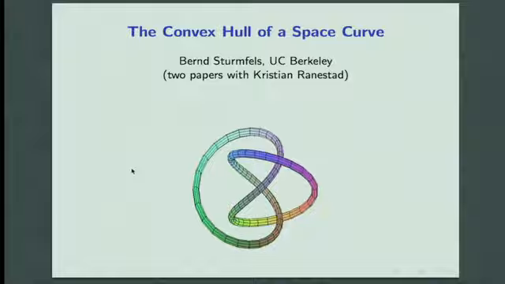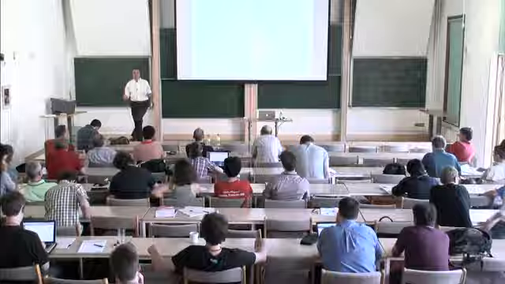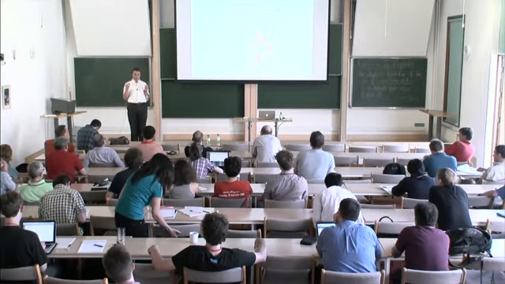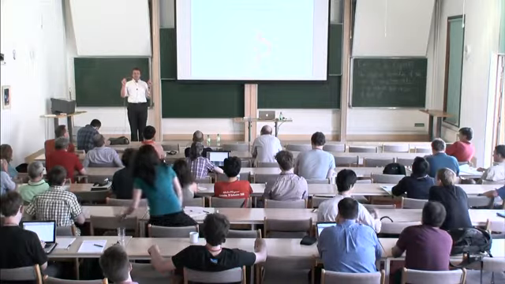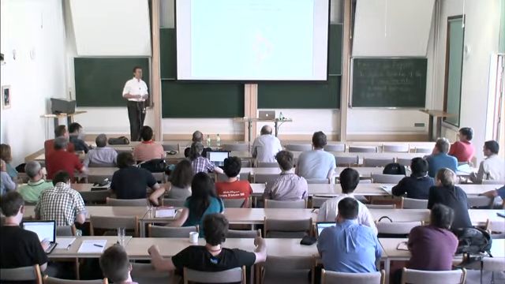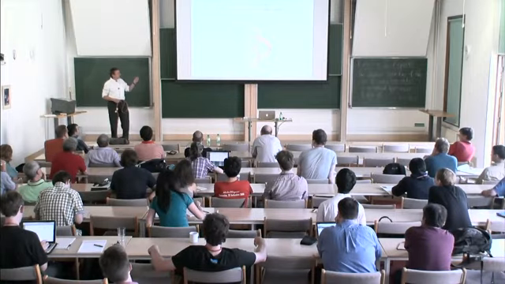Less so, I think, to convex bodies that are not polytopes. So in this lecture, I'd like to ask the following question. Let's take the simplest example of a variety. Let's take an algebraic curve in three-dimensional space, and let's calculate the convex hull. What can we say about the convex hull of a curve in three-dimensional space?